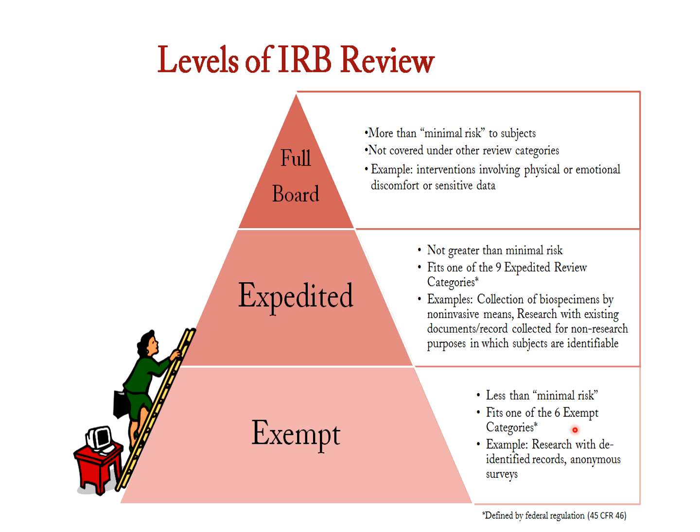Exemption, less than minimal risk. That proposal can go for exemption, that manuscript can go for exemption. It fits one of the 6 exemption categories. For example, research with de-identified records, anonymous surveys. In that case, you can give exemption.